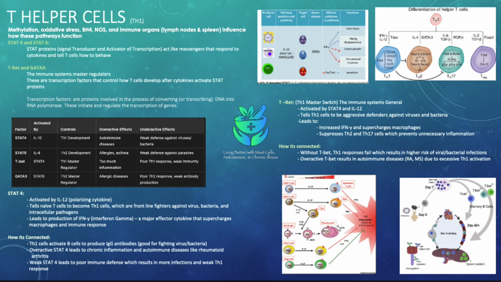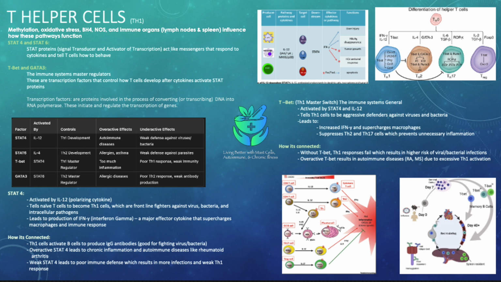T-bet and GATA3 are the immune system's master regulators. These are transcription factors that control how the T cells develop after cytokines activate STAT proteins. Transcription factors are proteins involved in the process of converting, or transcribing, DNA into RNA. These initiate and regulate the transcription of genes.